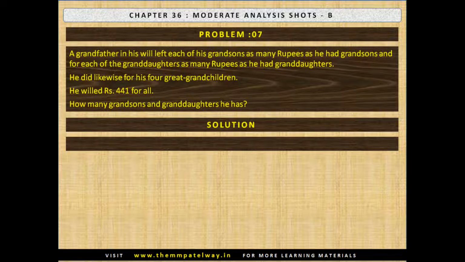The solution follows. The number of grandsons and granddaughters are 5 and 20 or 20 and 5.